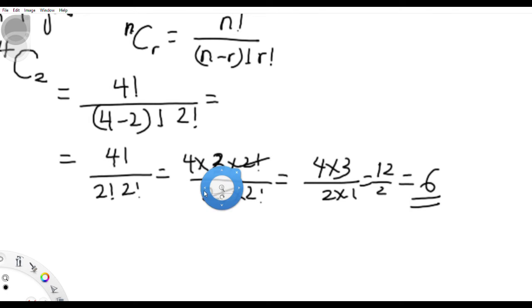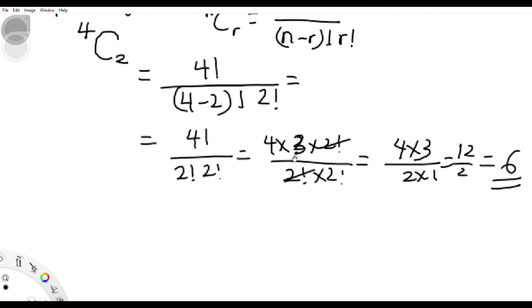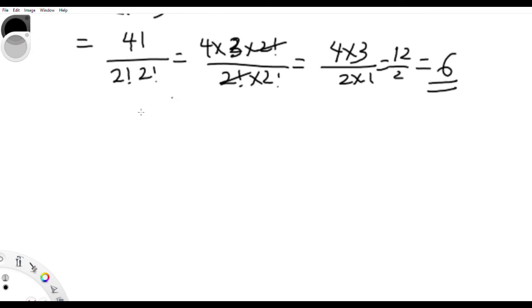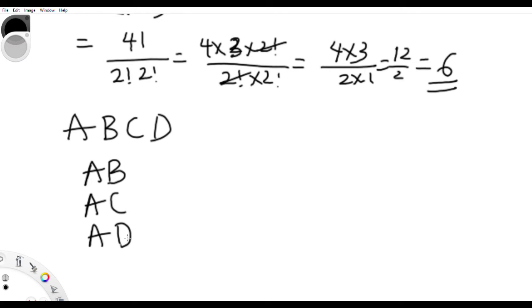There are only 6 ways with which you can select 2 girls out of 4, and let's see if it is correct. Girl A, B, C, D. I can pick A, B, I can pick A, C, I can pick A, D, or I pick B, C, or I pick B, D, or I pick C, D. So these are the only possible ways with which you can select without repeating.